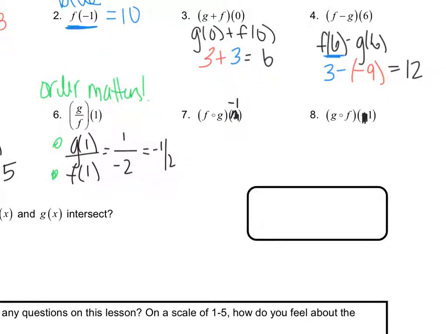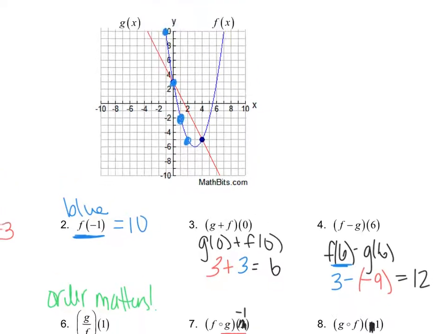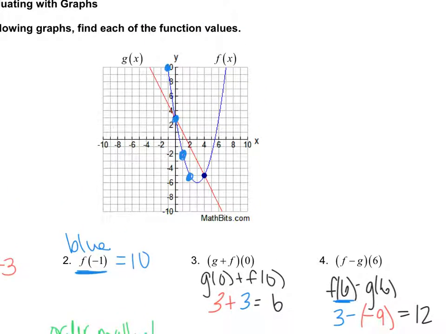Just like we did the first day we learned composition of functions, you're going to start with the innermost function, which is going to be g in this case. So we're going to do g of -1. We go up to our graph, find where x equals -1, and then go find g, which is the red function, and that gives me 5.